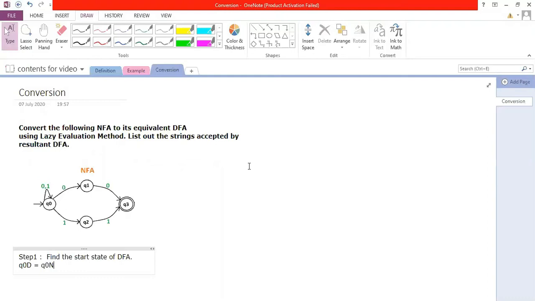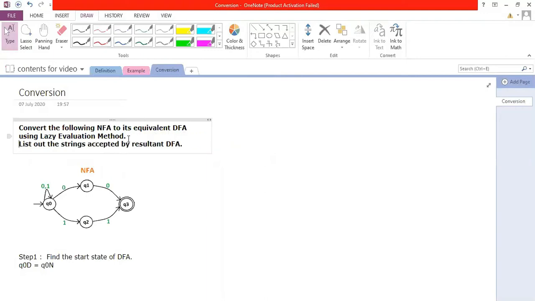So let's understand that. This is how the question would look like. Convert the following NFA to its equivalent DFA using lazy evaluation method, and list out the strings accepted by the resultant DFA. Please understand the question properly. There is an NFA given here. I have downloaded this diagram from the internet itself. Let's see how it works.